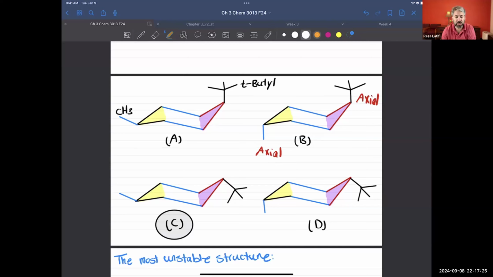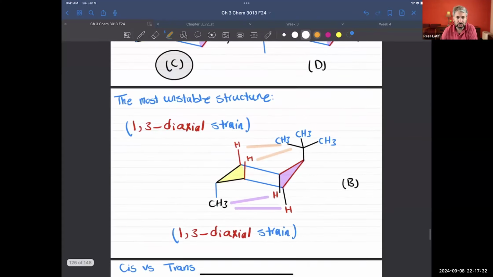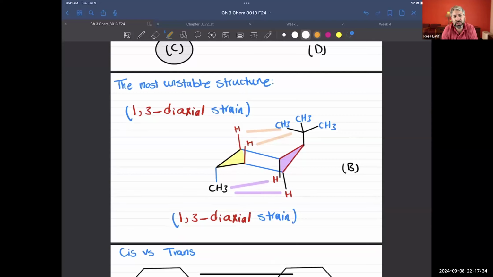What's the worst structure? The worst structure is when you have both of them in axial position, and B will be the worst one. Why? Because we're going to see 1,3-diaxial strain between the tertiary butyl and the axial hydrogen atoms that are pointing up, and also another 1,3-diaxial strain between the methyl and two hydrogens that are pointing down.